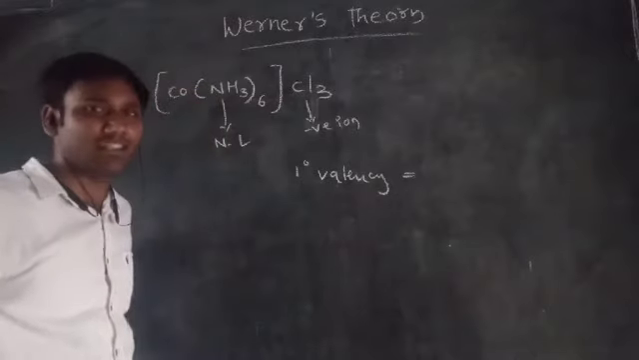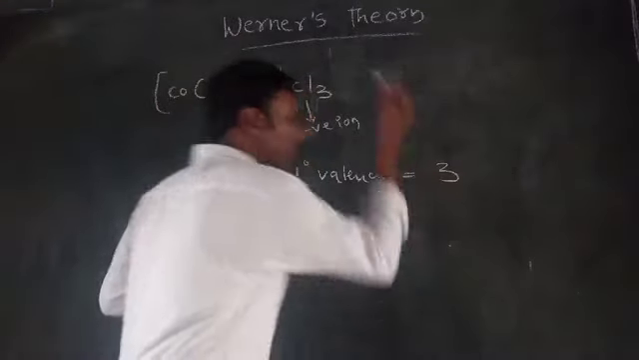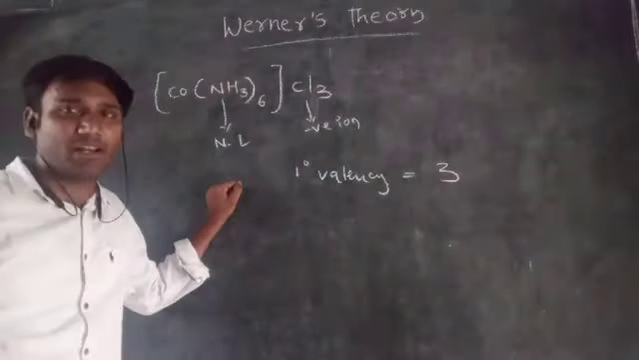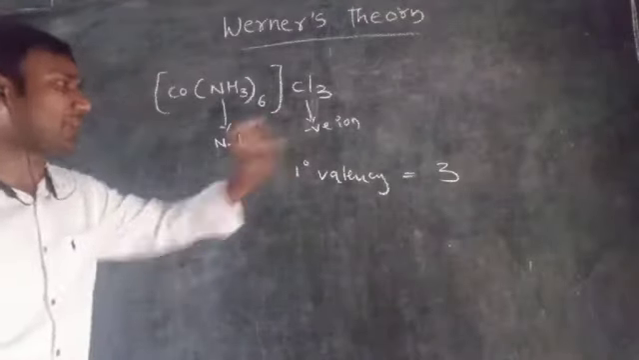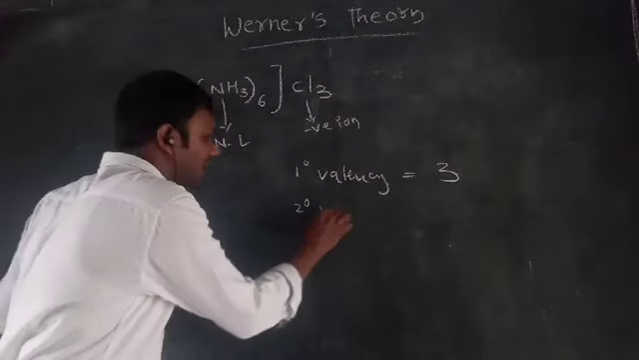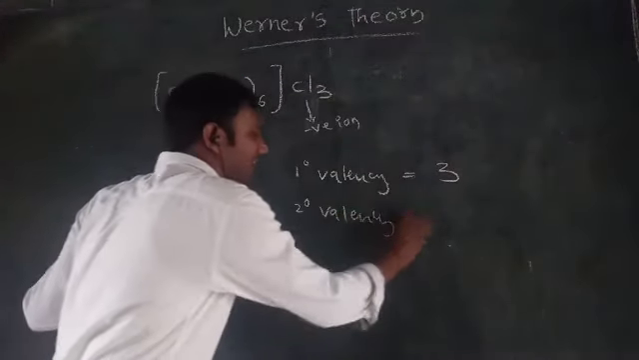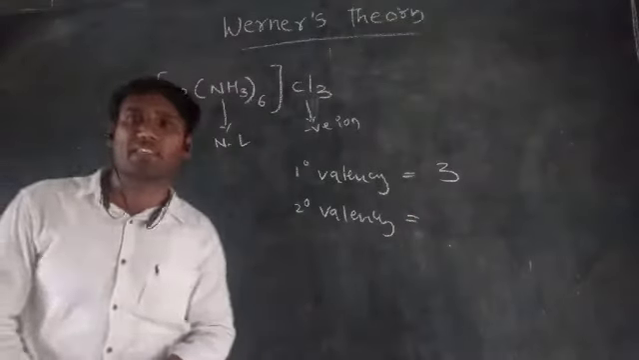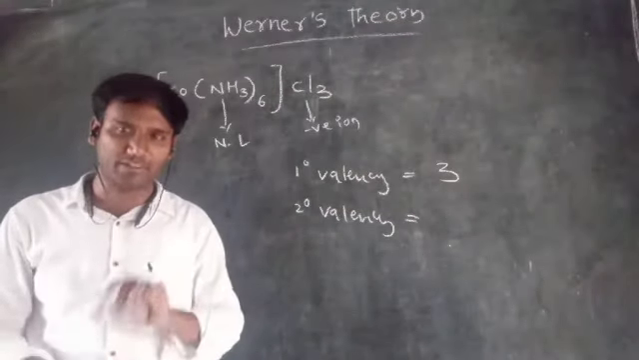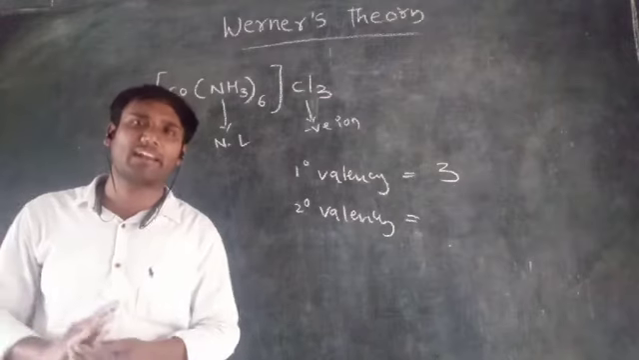What is the charge on the central metal atom? It is 3. So this is the primary valency. Next, the secondary valency. The secondary valency represents the coordination number of the central metal atom.